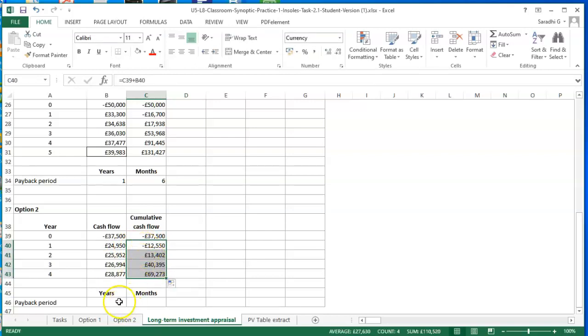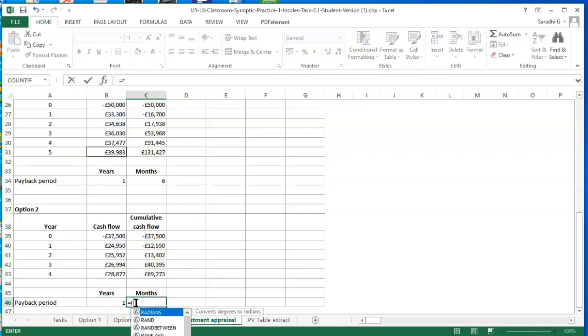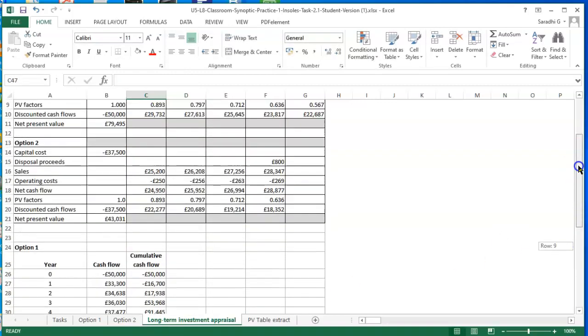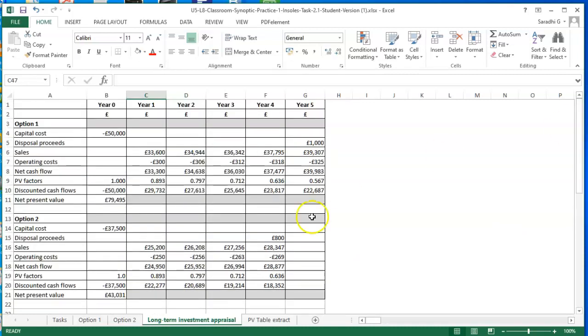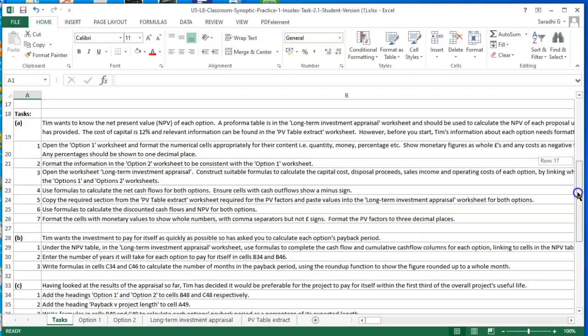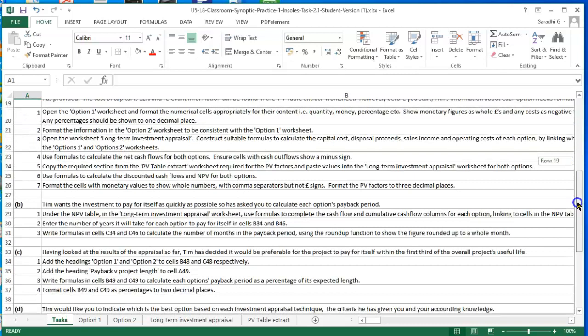You can again see it became positive between the first and the second year, so 1 year equal to round function first, minus open bracket again 12,500 divided by 25,952 times 12 comma 0 to say that there should not be any decimal places. So that is also 1 year and 6 months. Okay, so we calculated both the NPV and the payback. Let's see what else they need to do. So that completes your task A and task B.